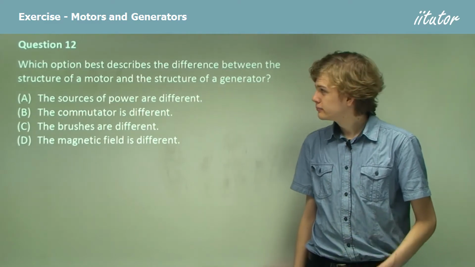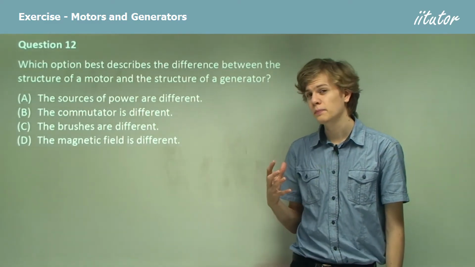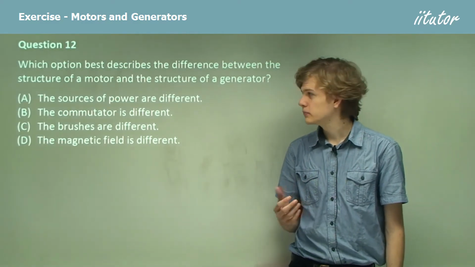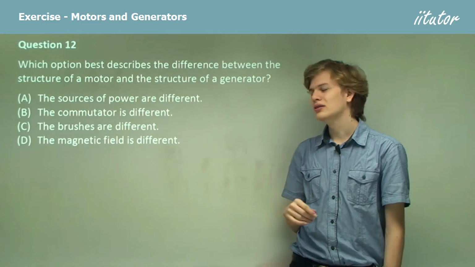Question 12. Which option best describes the difference between the structure of a motor and the structure of a generator? Are the sources of power, the commutator, the brushes, or the magnetic field different?